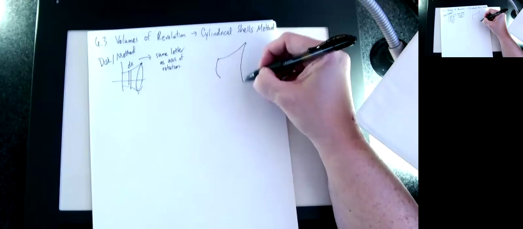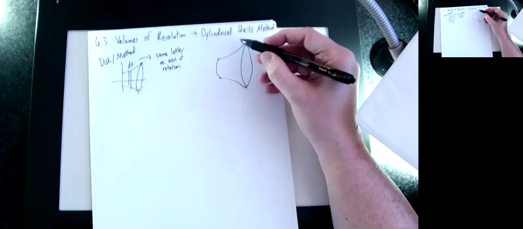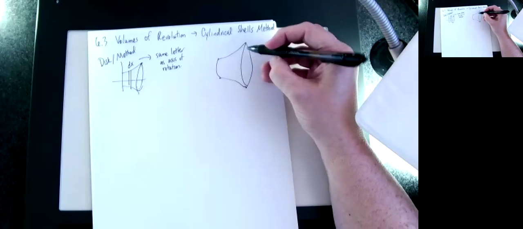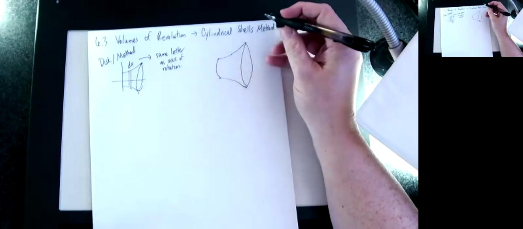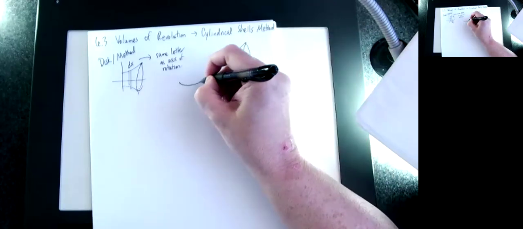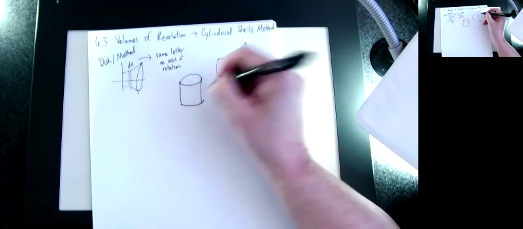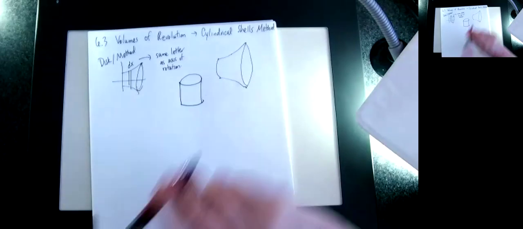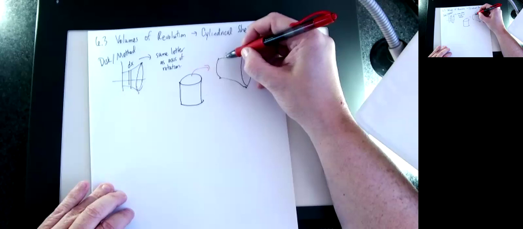The washer method, we still make a disc, or no, sorry, not washer, the cylindrical shells method. It's like a soup can, a cylinder that's hollow. But on this one, we're going to do it sideways. So the cylinder is like this.